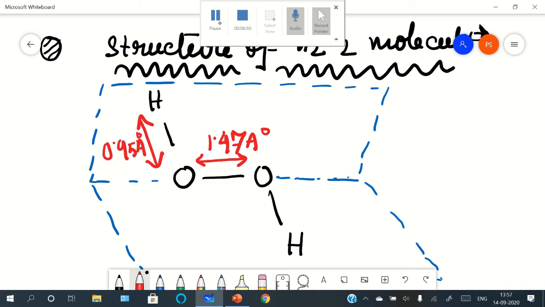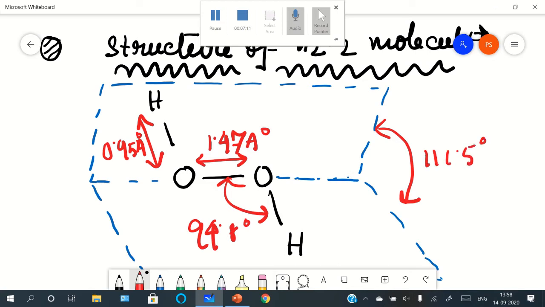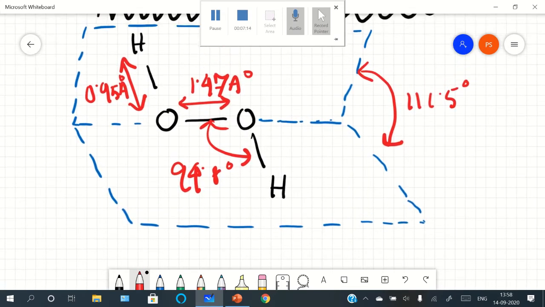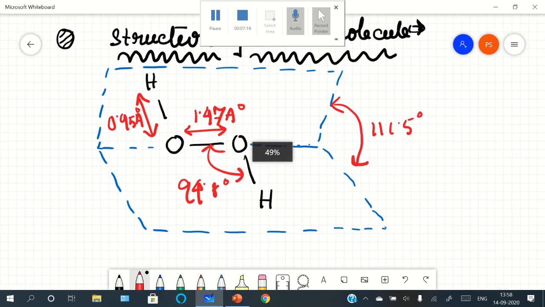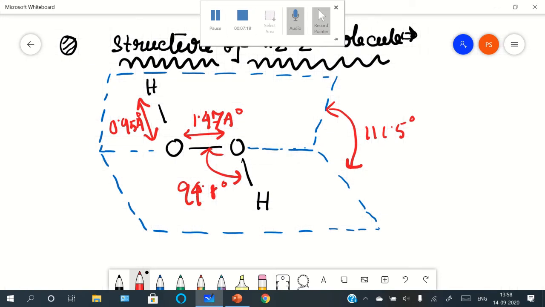The bond angle between oxygen and hydrogen is 94.8 degrees, and the angle between the two planes which consist of the two oxygen-hydrogen bonds is 101.5 degrees. Now this entire structure and the parameters of these structures are for when the H2O2 molecule is in gaseous state.